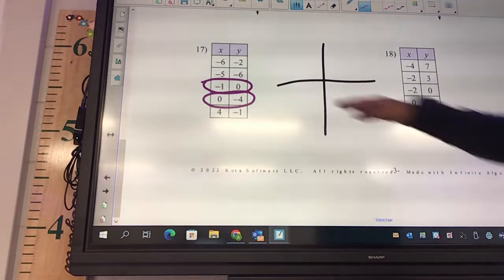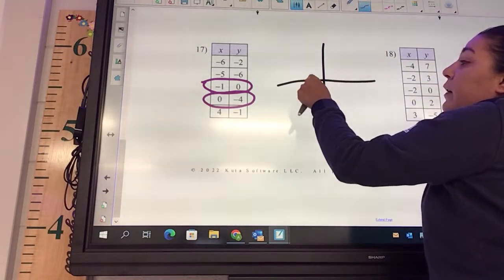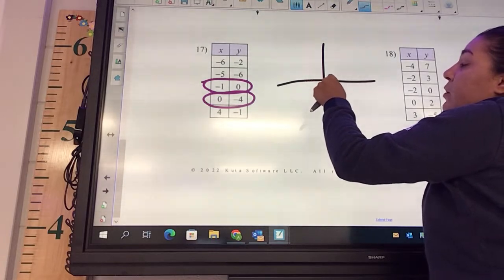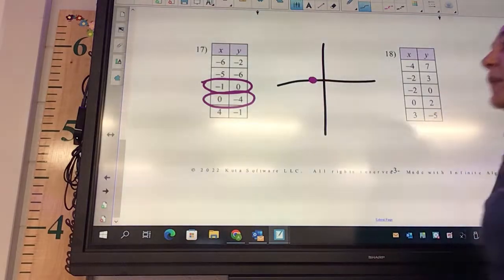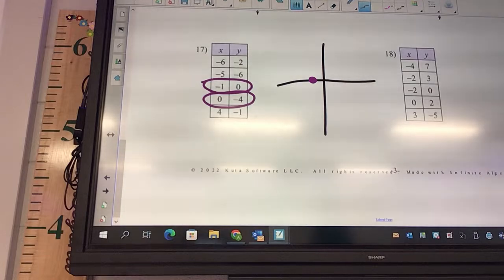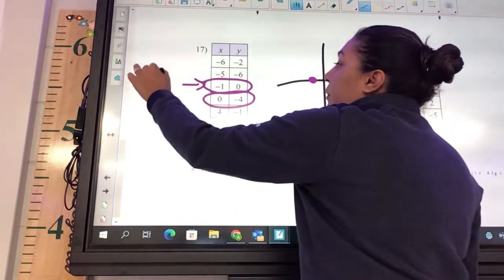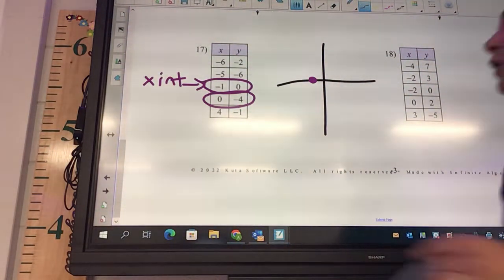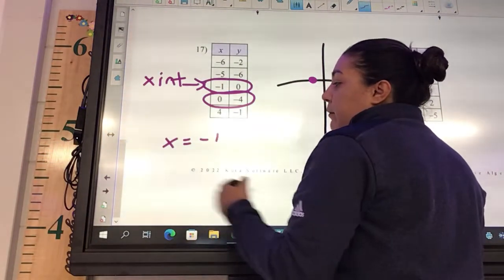So if I were to graph this, we go to where x is -1, and the y is at 0. So where the x is -1 and the y is at 0, is that going to be an x-intercept or a y-intercept? Yes, this is going to be an x-intercept. And if you were to write it like you just did, it would be -1.